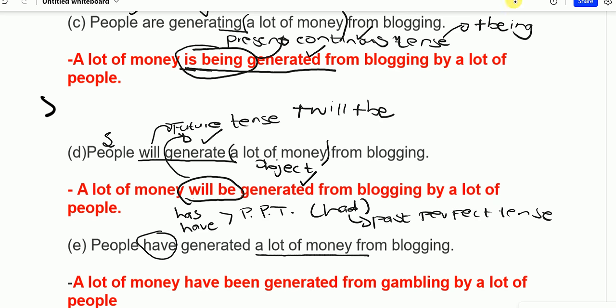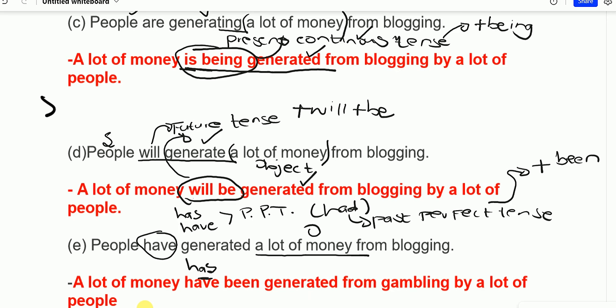Right, now this one says people have generated a lot of money. Already we know our object is a lot of money, and then we know in a passive voice we begin with the object, so we are going to say a lot of money. So what will be the auxiliary verb in instances where we are talking about perfect tenses? It's either we are going to add the word plus been. Sorry, not a lot of money have, but has. Let us correct grammar. Words do not agree. A lot of money has been generated from gambling by a lot of people.